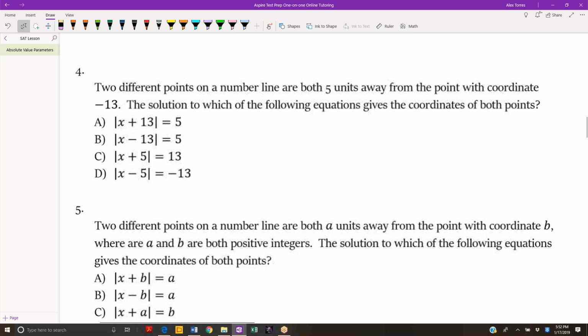Next problem. 2 points are 5 away from negative 13. So we've got negative 13 here. 5 this way will take us to negative 8. 5 this way will take us to negative 18.